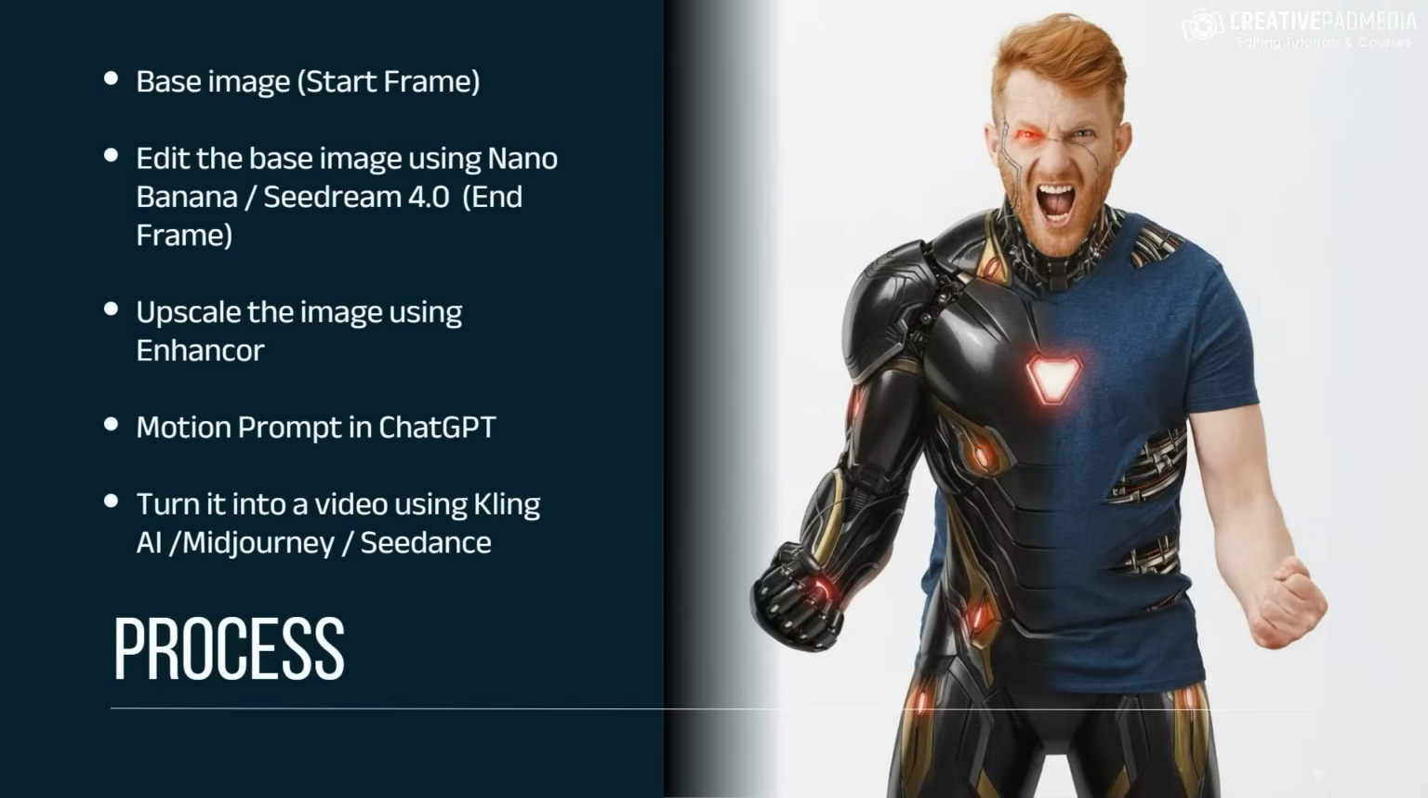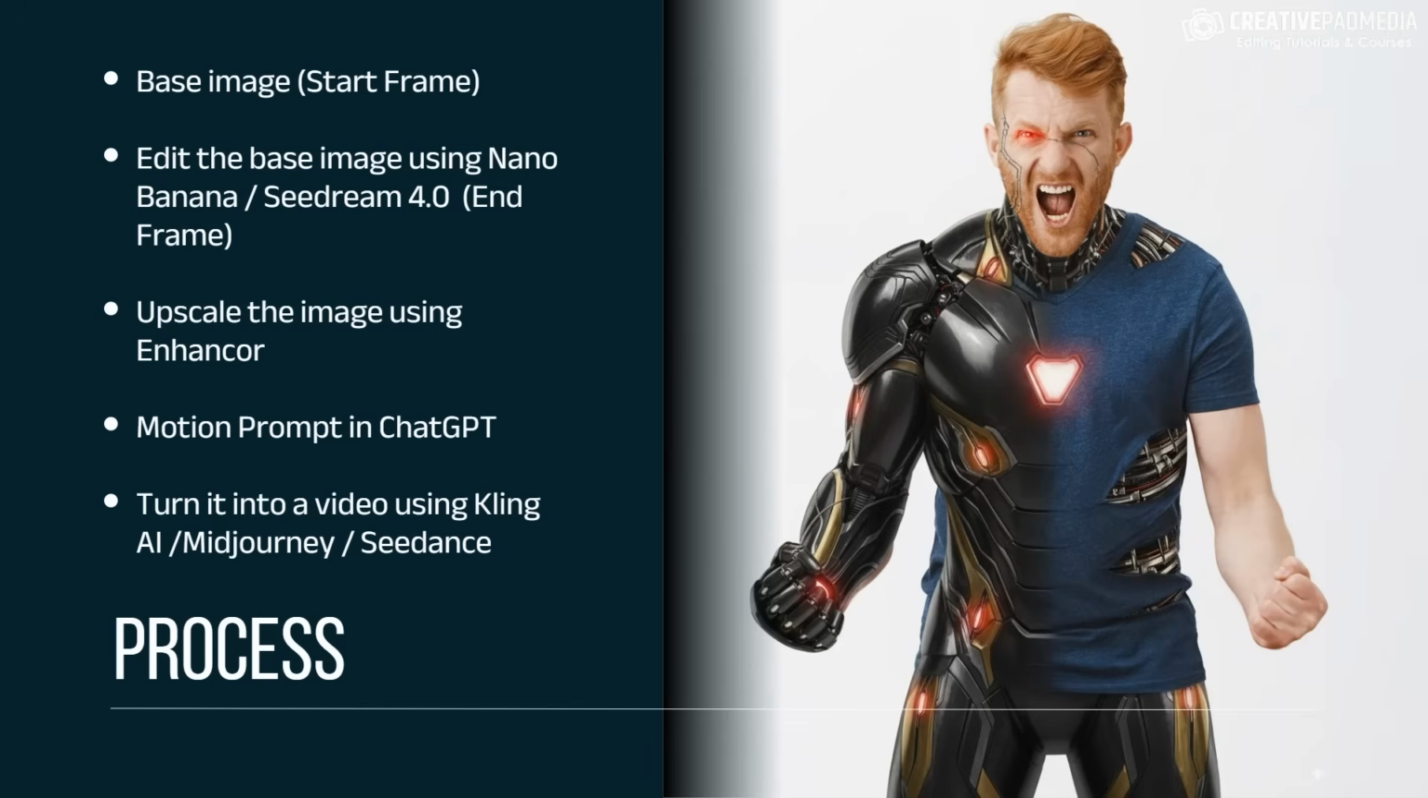The process is going to remain simple. We're going to start off with a base image. We're going to be seeing 5 different examples. In all the examples, this base image is going to be a real life image. We are going to edit this to form the end frame inside Nano Banana and also Seedream 4. Whichever of these gives us the better result, we're going to take that, and in this process we will find out whether Seedream 4 is actually the Nano Banana killer or not.